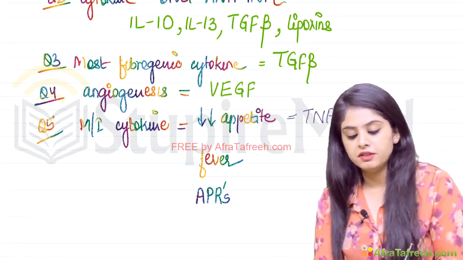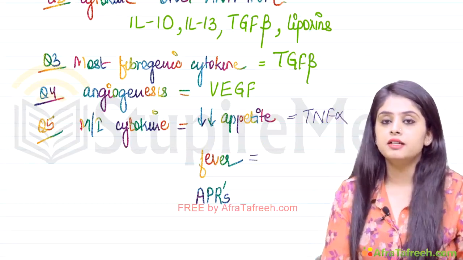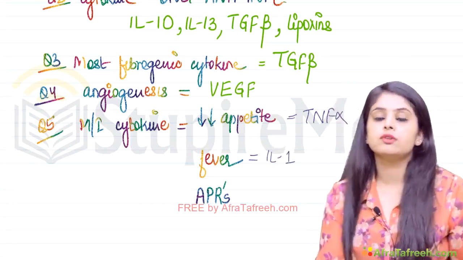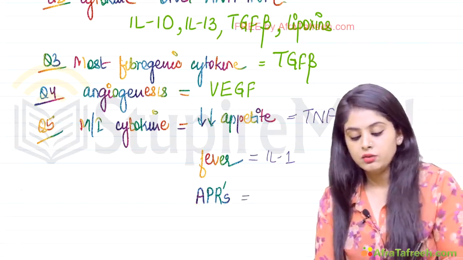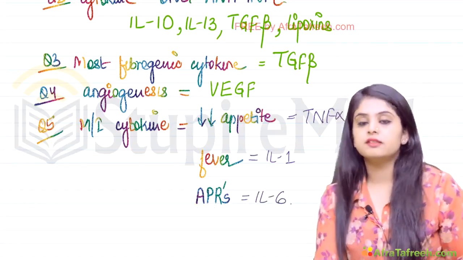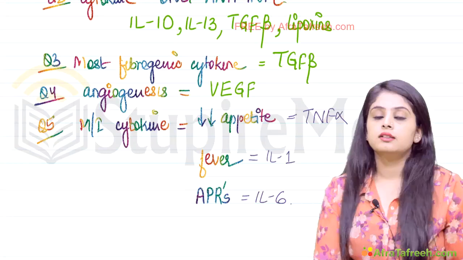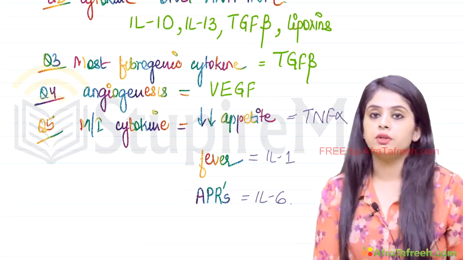Remember, for fever we had interleukin 1, interleukin 6 as well as TNF alpha, right? Out of these, interleukin 1 plays a very important role when it comes to fever. And acute phase reactants are usually synthesized in response to interleukin 6. These are the important MCQs that you need to know for this particular topic.